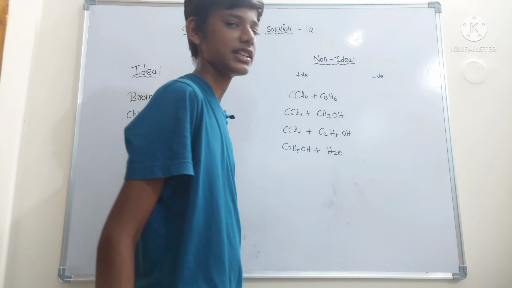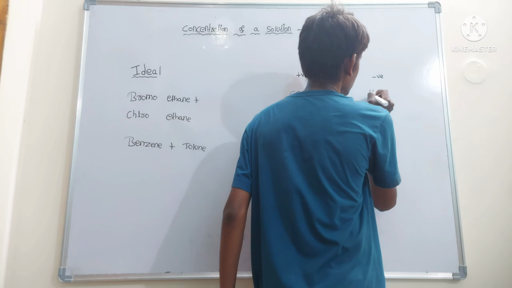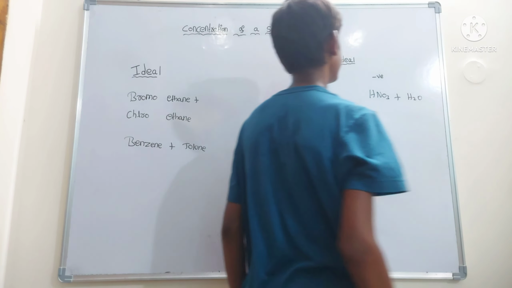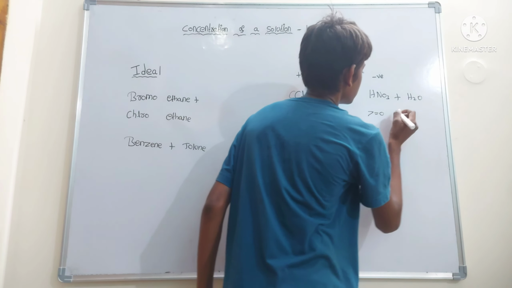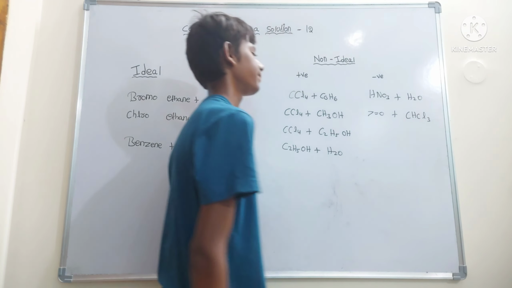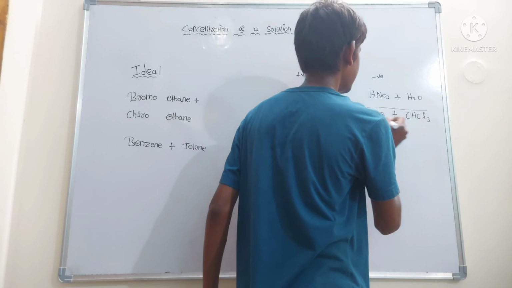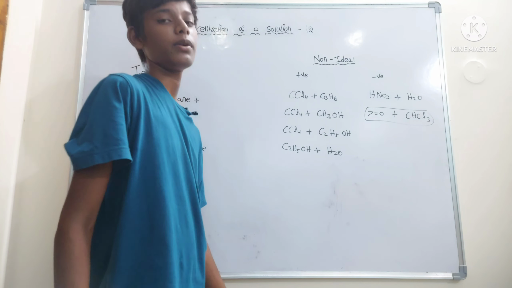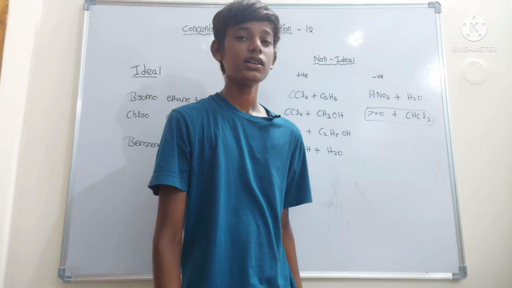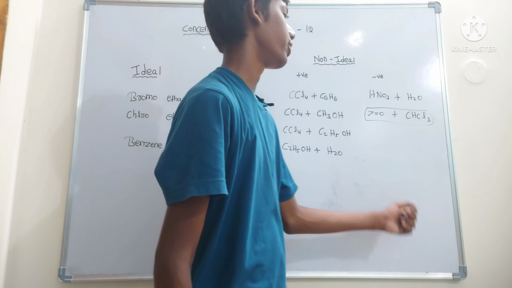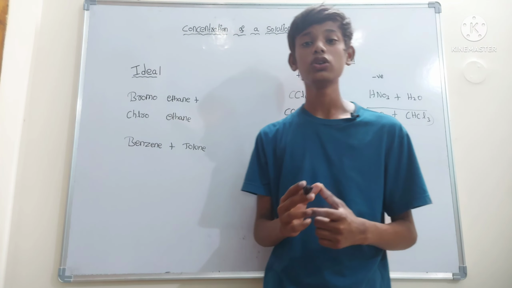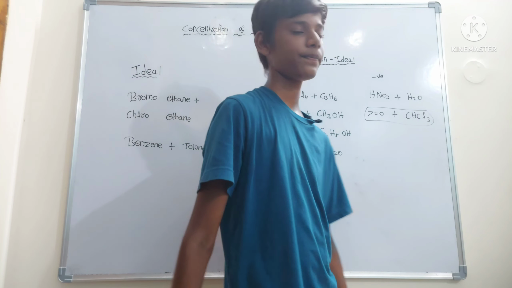And now come to negative deviation. Examples: HNO3 plus H2O, and acetone plus CHCl3. It is a famous example in NCERT: acetone plus chloroform, with hydrogen bonding. Hydrogen bonding occurs when a molecule contains hydrogen atoms bonded to fluorine, oxygen or nitrogen.